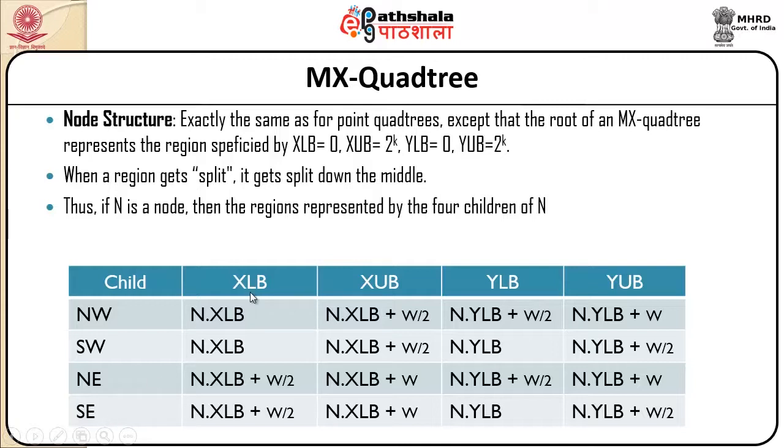The x lower bound would be n dot x lower bound, and n dot x lower bound plus w by 2, where w is the parent's difference of the lower and upper bounds on the x value, and for southeast it will be n dot x lower bound plus w by 2, and the same is for the upper bound. With the upper bound it will be the other way around for northeast and southeast. For northeast and southeast we have the lower bound clearly defined with plus w by 2, whereas for the children northwest and southwest we have the lower bound defined without it.